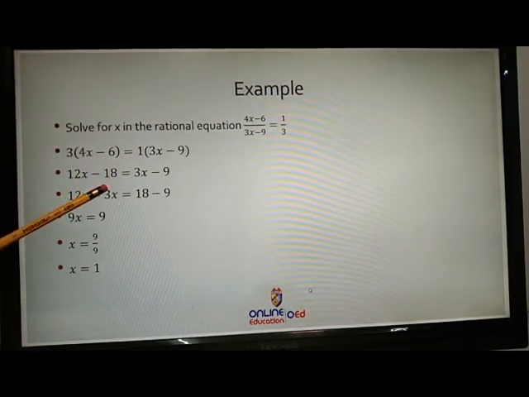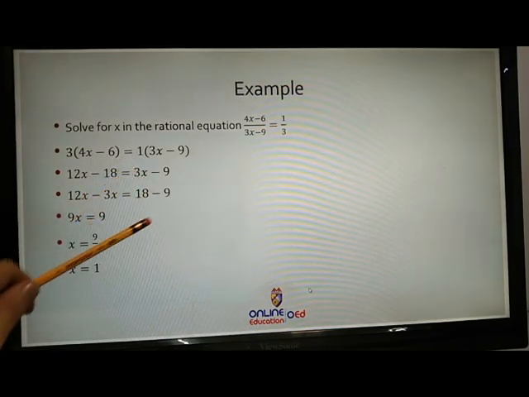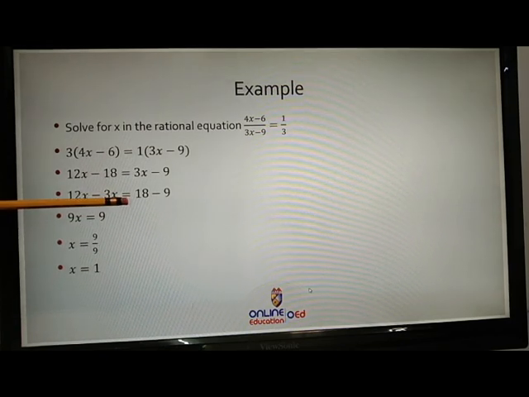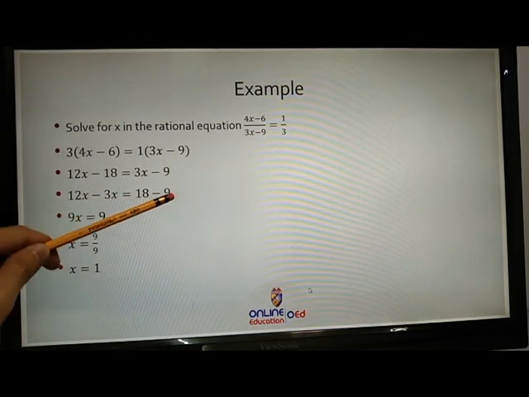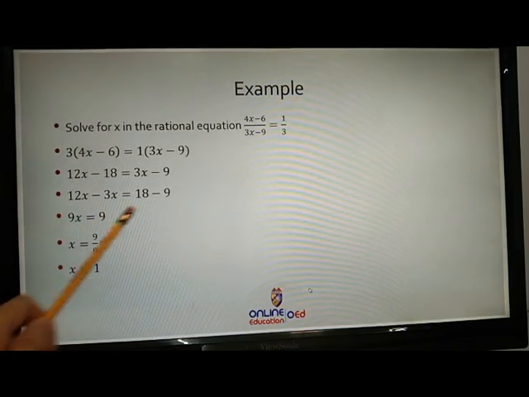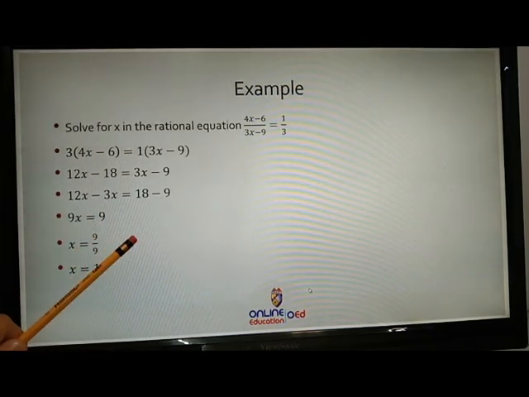Negative 18 plus 18 is 0. Magkakaroon tayo ng positive 18 dito sa right side. So we have 12x minus 3x is equal to 18 minus 9. Okay, so 12x minus 3x is 9x. 18 minus 9 is 9.